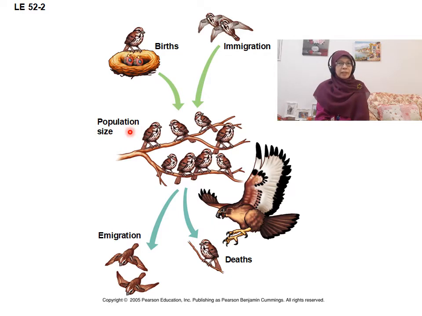To summarize, in a population, when there's a birth or there's immigration, the size of the population will increase. But when there's death or emigration, the size will decrease. Immigration refers to the movement of individuals into the population, and emigration refers to the movement of individuals out of the population.